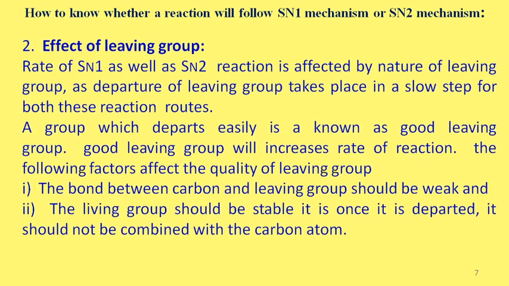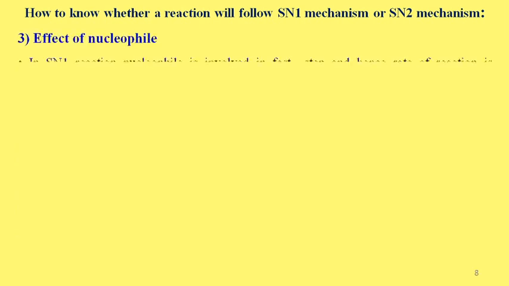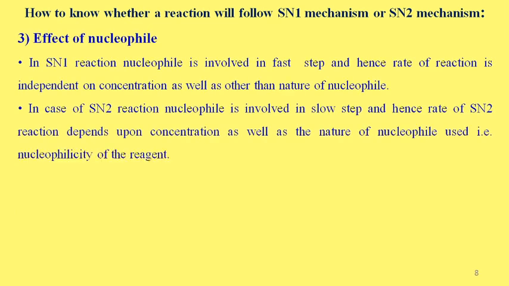Then, effect of leaving group. The rate of SN1 as well as SN2 reaction is affected by the nature of the leaving group, as the departure of the leaving group takes place in the slow step for both these reactions. Generally, a good leaving group increases the rate of SN1 as well as SN2 reaction. Then third is effect of nucleophile.